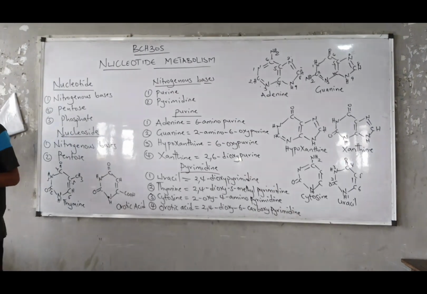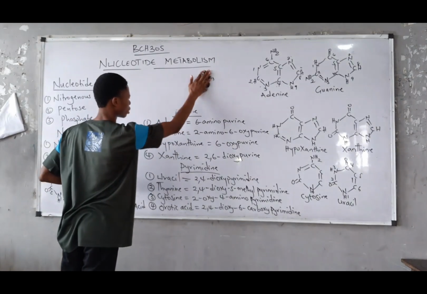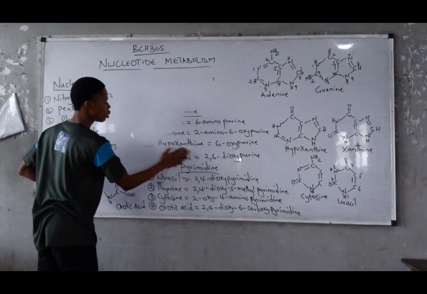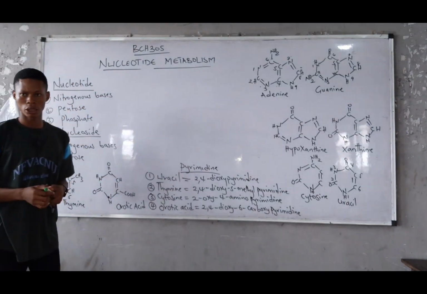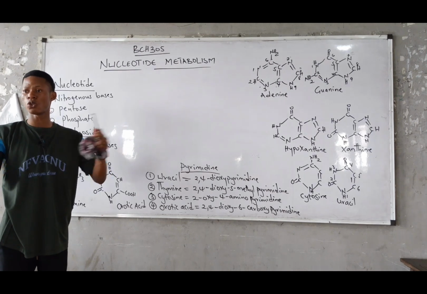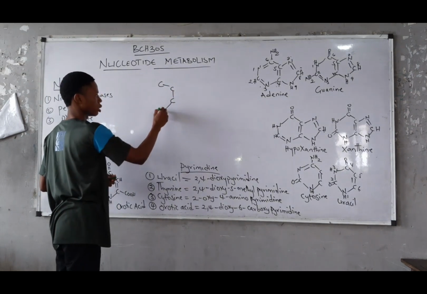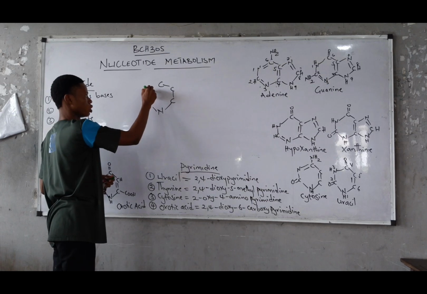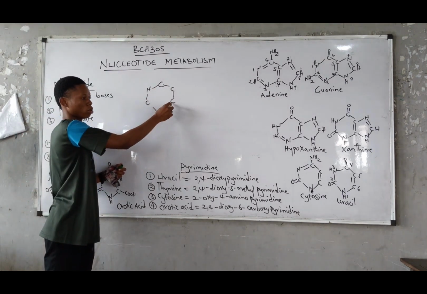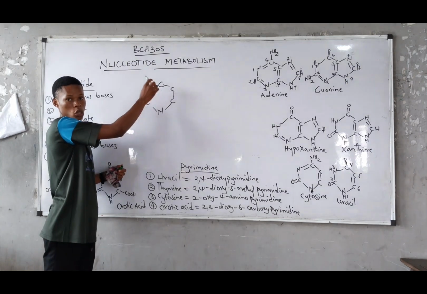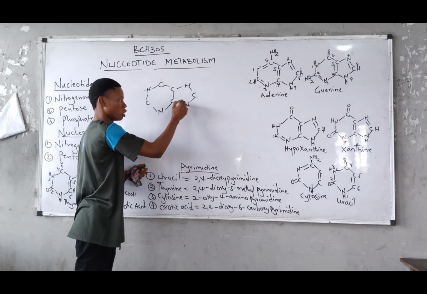Yes. Now, a simple way of knowing how to draw this is this. Let's say you want to draw your purine. Purine, you already know that purine is a fused ring, right? You use carbon, carbon, carbon, nitrogen, carbon, nitrogen, carbon. You've gotten the 6-membered ring. Then the next thing, nitrogen, carbon, nitrogen, carbon.